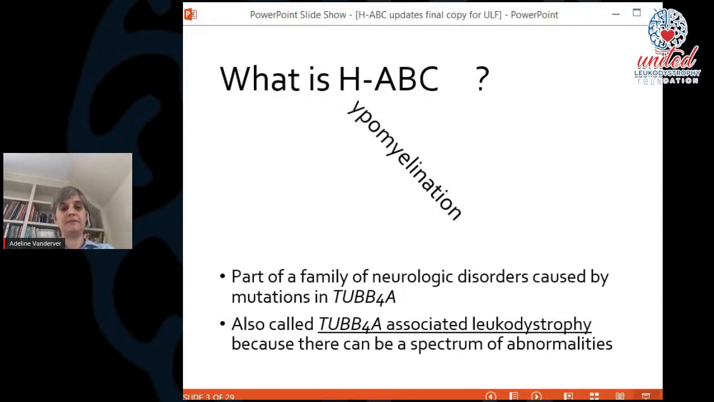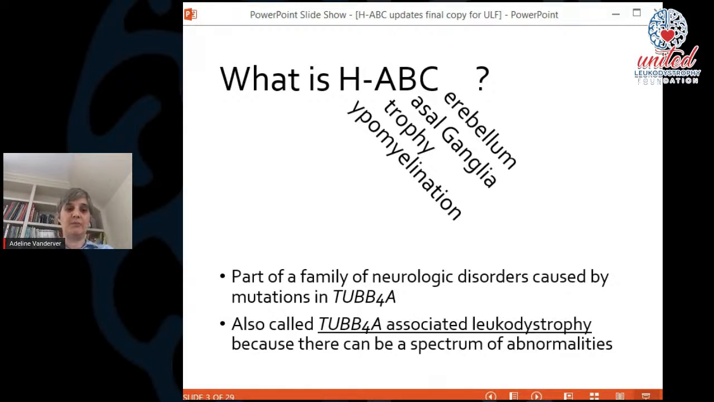HABC stands for hypomyelination with atrophy of the basal ganglia and cerebellum. And so you can imagine that there might be some patients who might have only the hypomyelination. There are even some adult patients who have only issues with basal ganglia. And not everyone who has hypomyelination, for example, has atrophy of the basal ganglia and cerebellum.